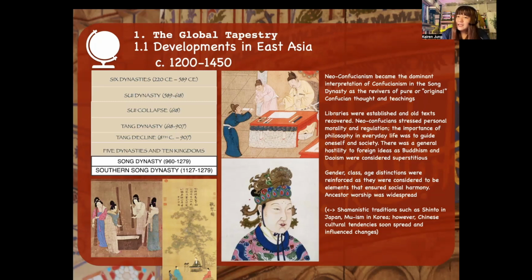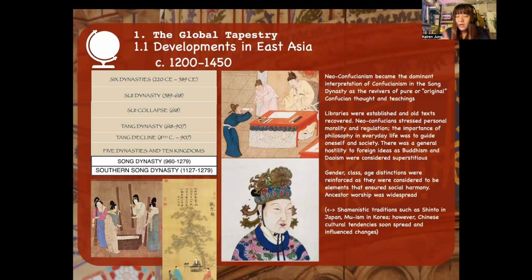There was a general hostility at this time during the Neo-Confucian period to foreign ideas because Buddhism and Taoism were considered superstitious. They were not things that dealt with the things of this world, the things that are more pragmatic, the things that seemed important to social cohesion, right? And so gender distinctions, class distinctions, age distinctions were very much reinforced and emphasized at this time period in Song China in the Neo-Confucian tradition because they thought women should behave a very specific way, men should be a very specific way, the relationship between parents and children should be analogous to the relationship between the rulers and the ruled, and so on.